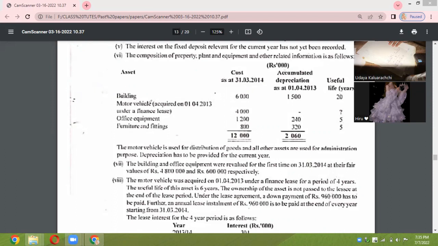Then the useful lifetime, you have given here. Then buildings, motor vehicles acquired on opening date under a finance lease, office equipment, then furniture and fittings. Right. Then the motor vehicle is used for distribution of goods and all other assets are used for administration purpose. Depreciation has to be provided for the current year.